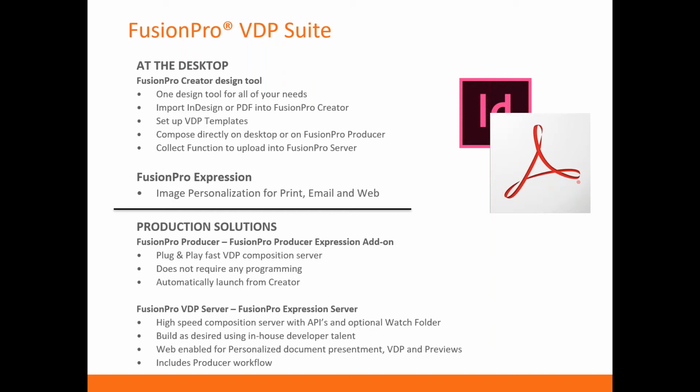And then on the production side, for our high volume clients, we have the FusionPro Producer product and also the FusionPro Producer Expression add-on. So if you're doing high volume work that includes the expressions, you would need that add-on. And then at the server level, this is for folks that need document automation, or automated workflows, or any kind of automation, high volume use usually. We have our FusionPro VDP server, and then we also have the FusionPro Expression server. And I'll talk a little bit more about these in a second.